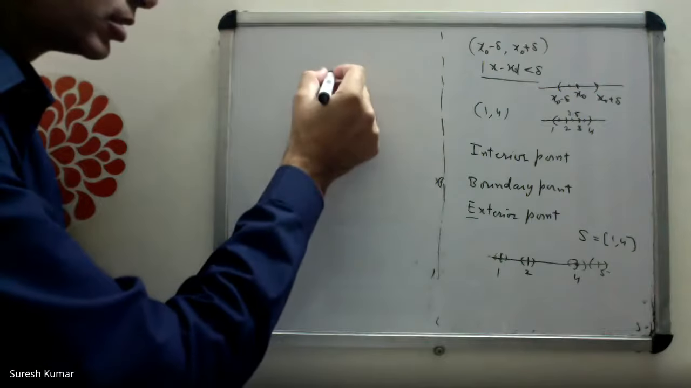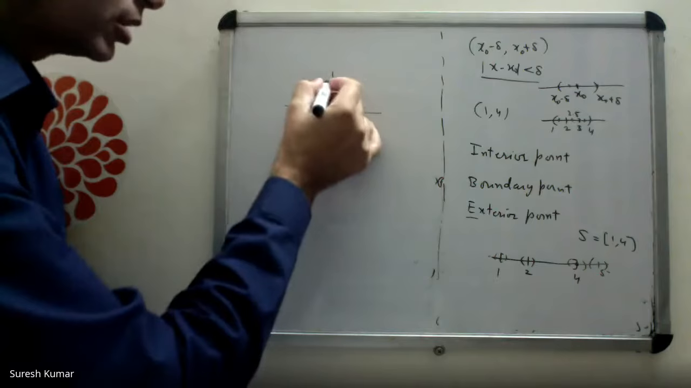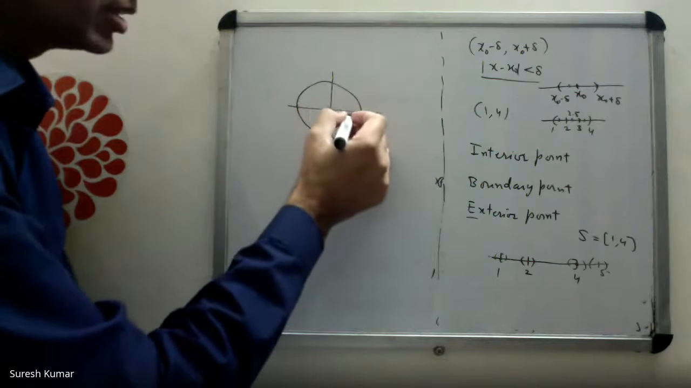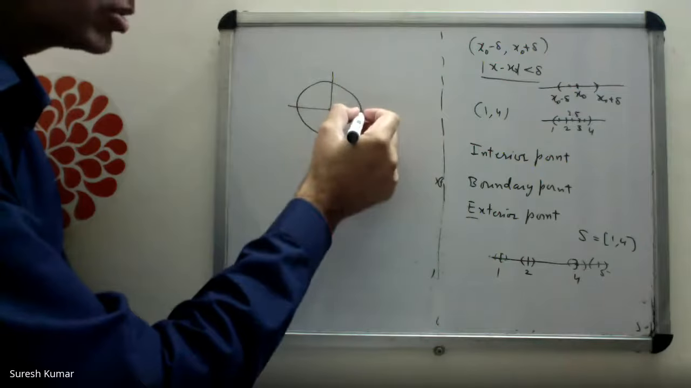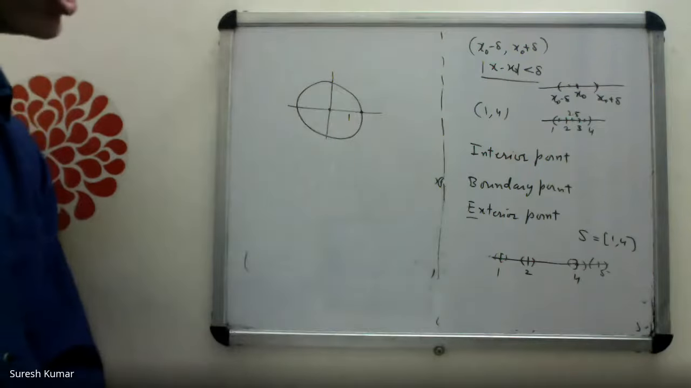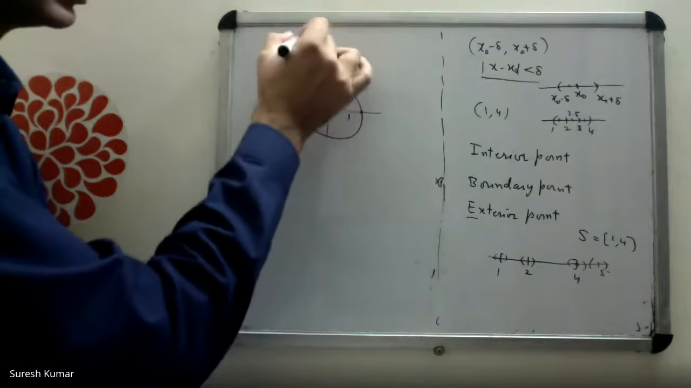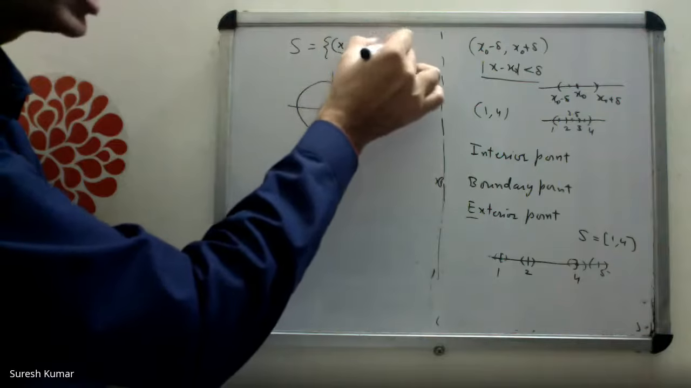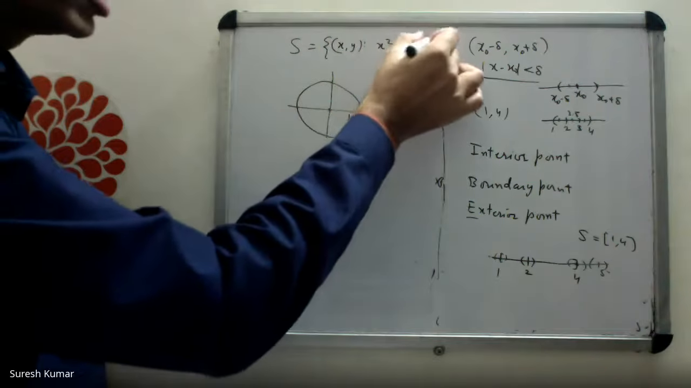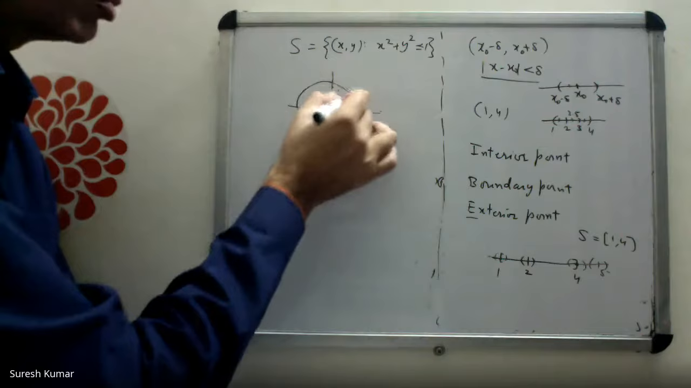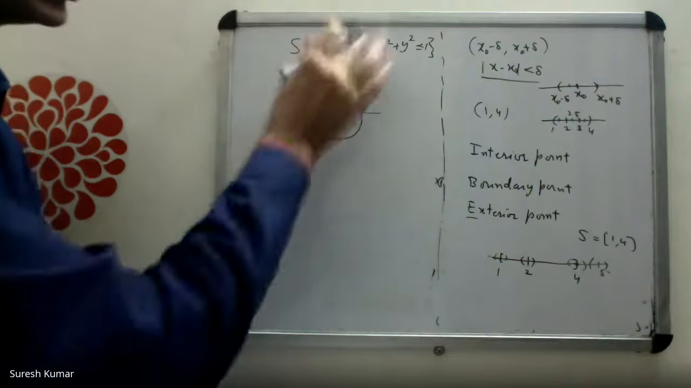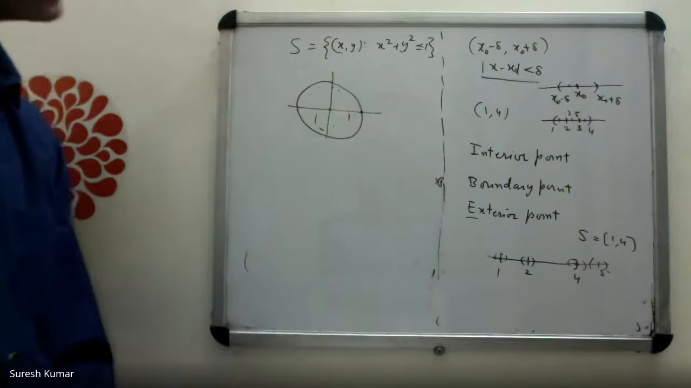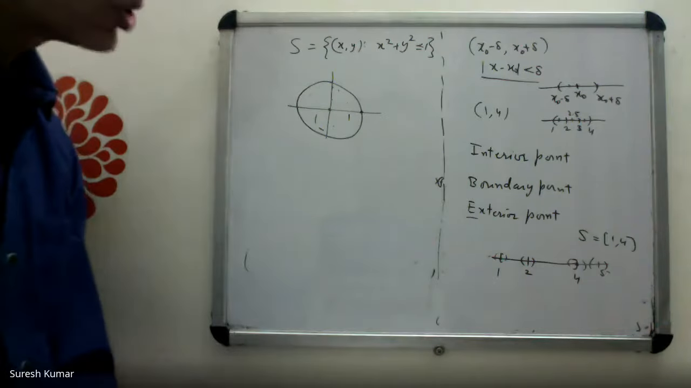Consider this unit circle. Let's say the radius is 1. If I ask you what this circle is, my set here is the collection of all (x, y) such that x squared plus y squared is less than or equal to 1. So I'm considering all the points inside as well as on the boundary. This is my set. Now I'm asking you, what is 1 for this set? Boundary point, interior point, or exterior point?